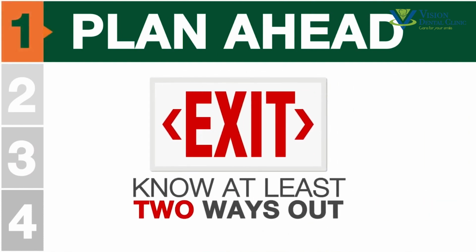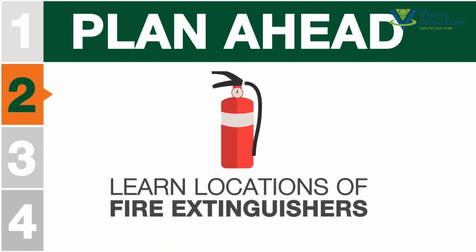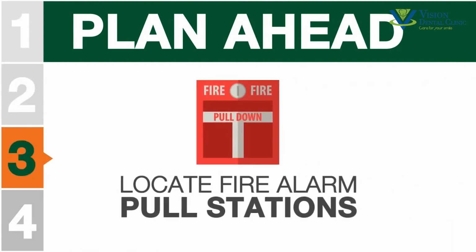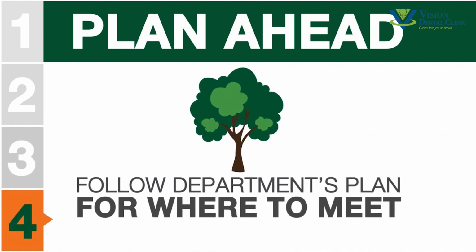1. Take note of exit locations and know at least 2 ways out. 2. Learn the locations of your fire extinguishers should you decide to fight the fire. 3. Locate fire alarm pull stations. These are critical for alerting the other occupants in the building. And 4. Know your department's plan for where to meet following an evacuation. Do not re-enter the building until authorized to do so by emergency responders.